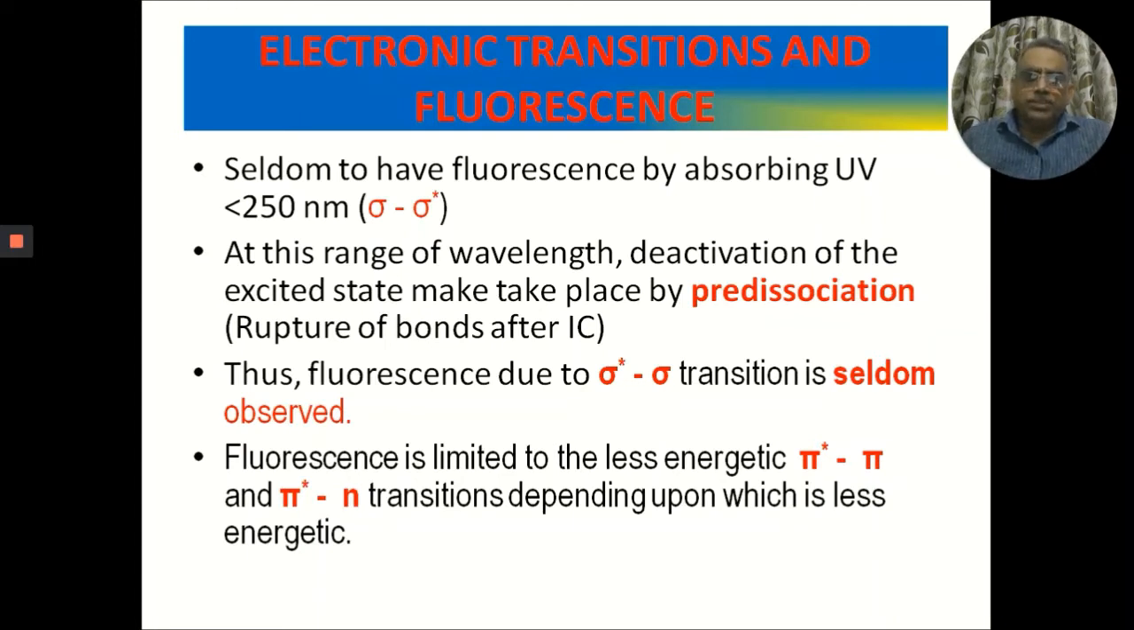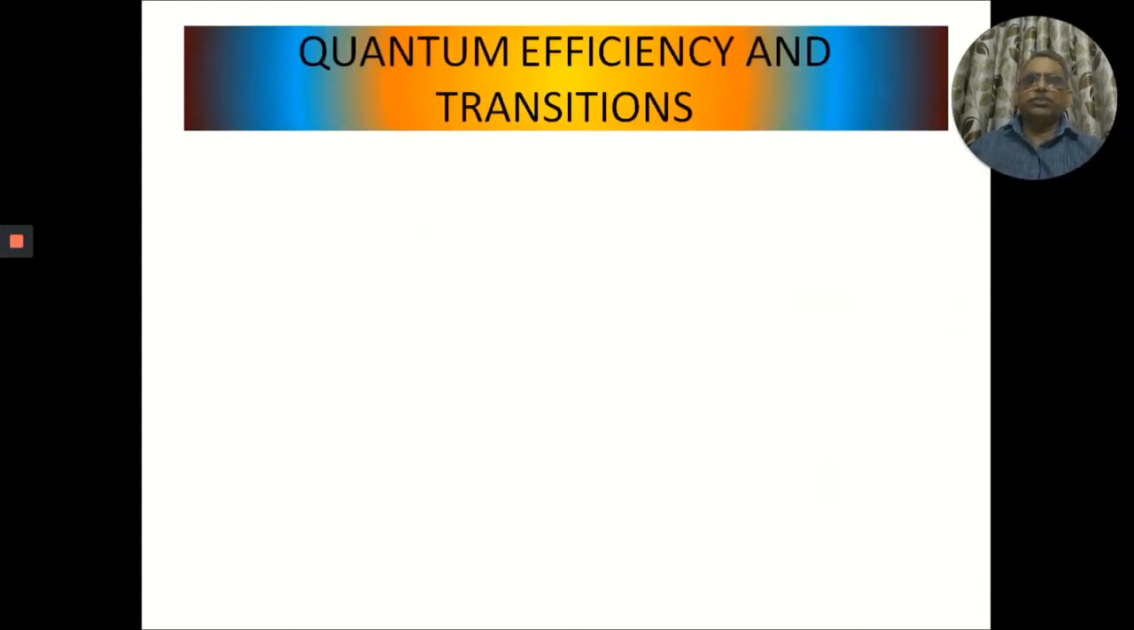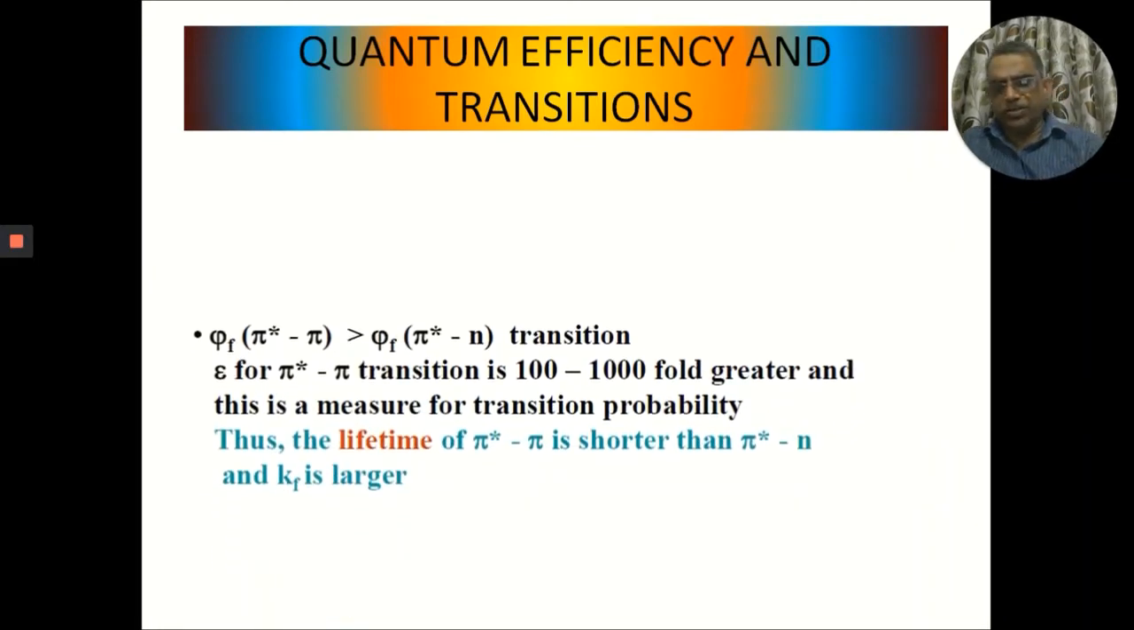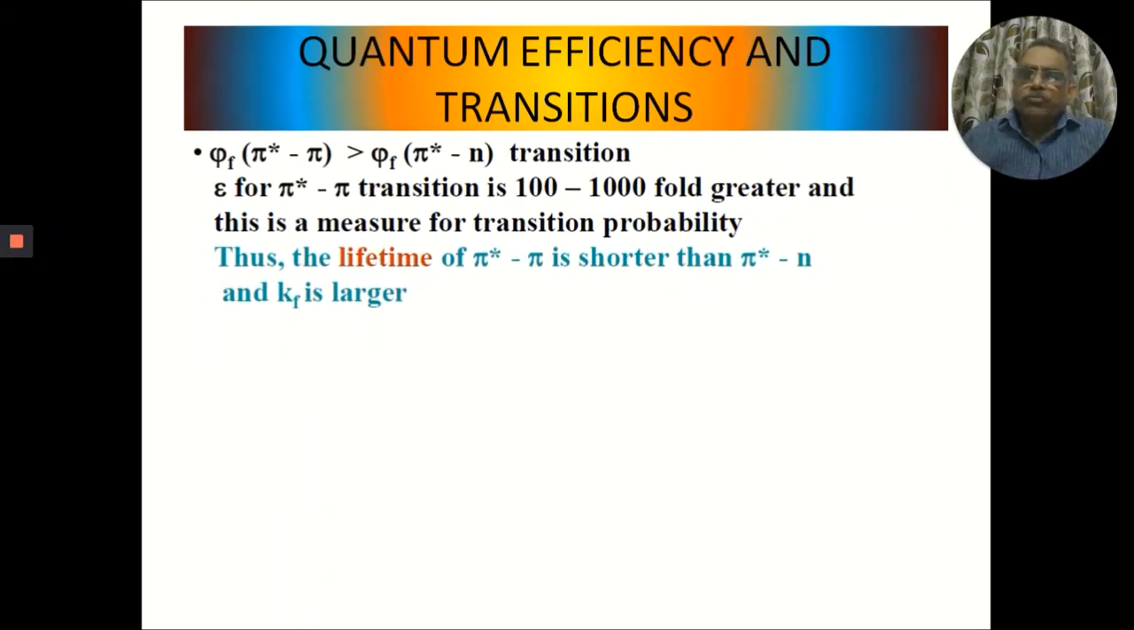Fluorescence is always restricted to the less energetic transitions, pi to pi star and n to pi star transitions, with relaxation from the pi star to pi orbitals, pi star to n orbital, and so on. So we will be focusing on these two electronic transitions and how they contribute to the fluorescence quantum efficiency. When you address the question of quantum efficiency for these transitions, the quantum efficiency of pi star to pi, otherwise pi to pi star electronic transitions, is always higher than the quantum efficiency of the n to pi star transitions.